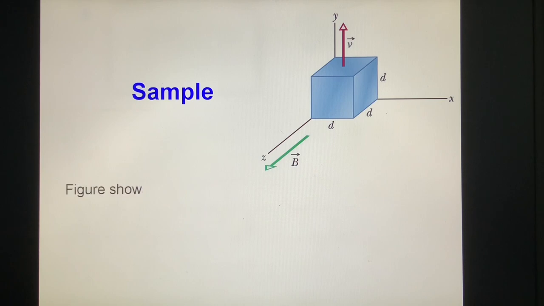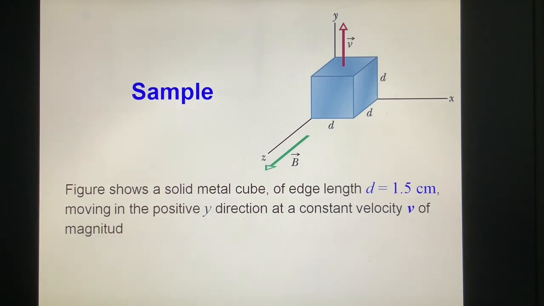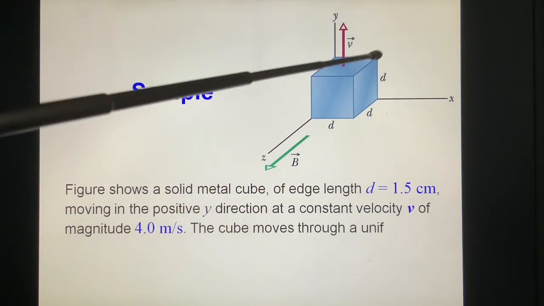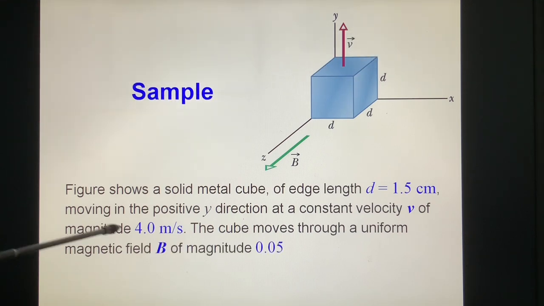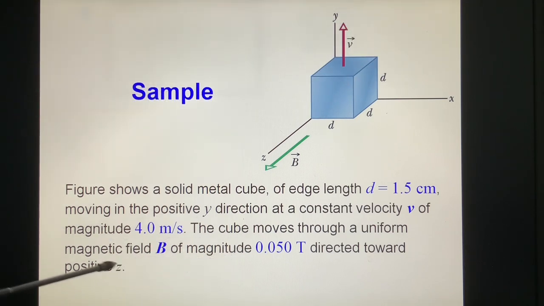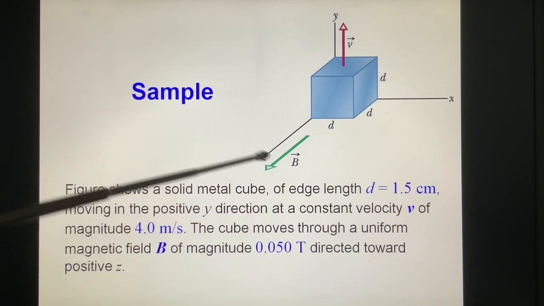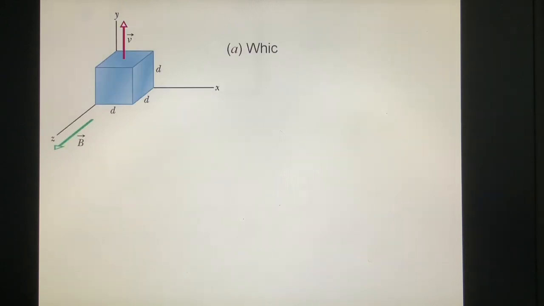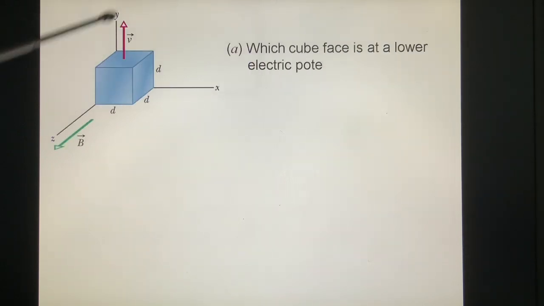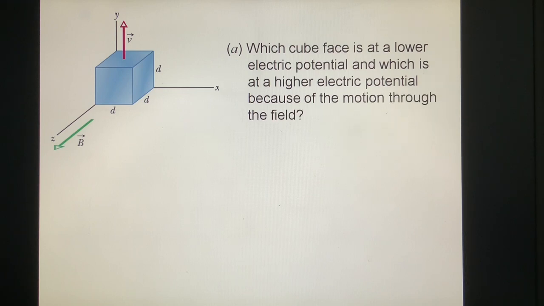Sample problem. The figure shows a solid metal cube of edge length d = 1.5 centimeters, moving in the positive y direction at a constant velocity v of magnitude 4.0 meters per second. The cube moves through a uniform magnetic field B of magnitude 0.05 tesla directed towards positive z. Question A. Which cube face, we have six faces, is at lower electric potential and which is at higher electric potential because of the motion through the field?